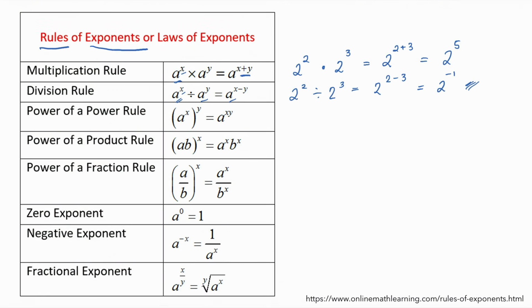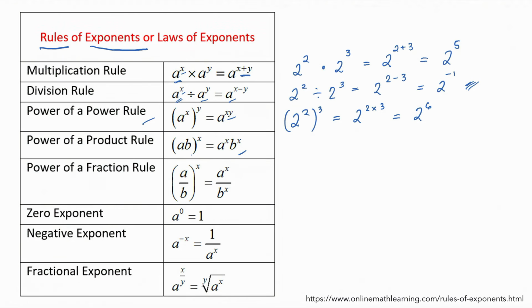Ayan, makikita natin mamaya kung paano to ita-transform into fraction. And then, power of a power rule naman, So, kapag meron kang a raised to x and then raised to y pa siya, imumultiply mo lang yung exponents. So, kung meron kang 2 raised to 2 raised to 3, magiging siyang 2 raised to 2 times 3. So, ito magiging 2 raised to 6.